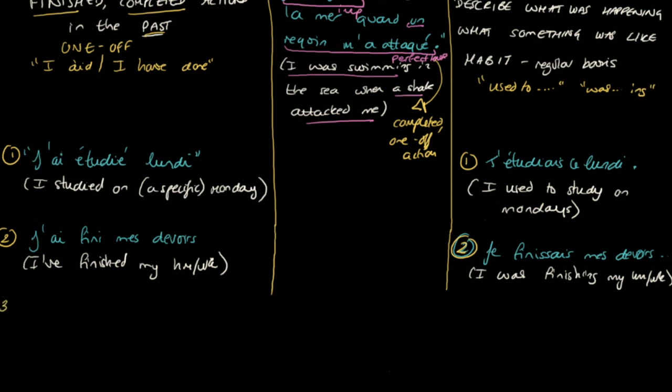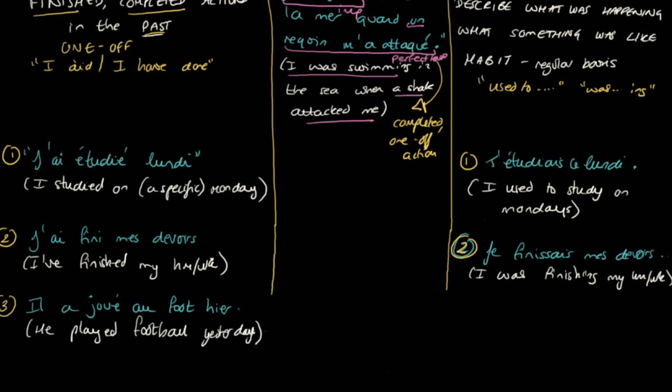Let's try maybe one more. Let's have he played football yesterday. Il a joué au foot hier. He played football yesterday. So perfect tense, one off, finished, did it yesterday. As opposed to imperfect tense, he used to play, so il jouait au foot, maybe quand il était petit, when he was younger.